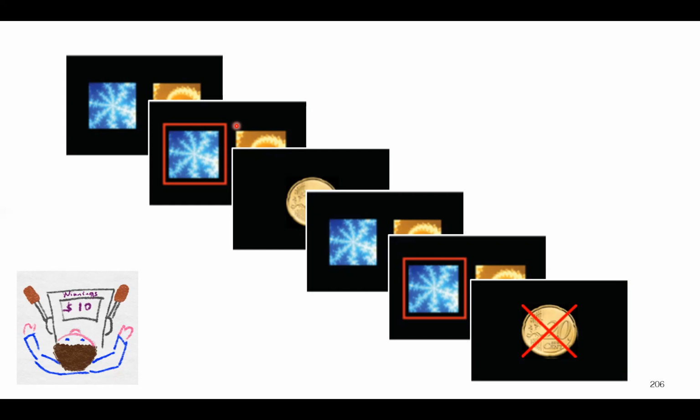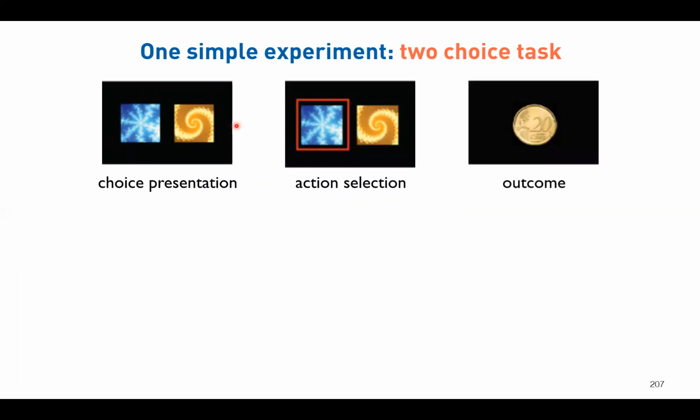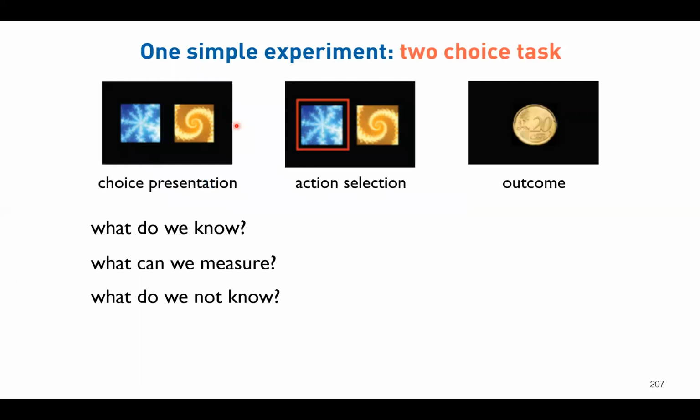And the researchers were trying to use the reinforcement learning framework to analyze the data, to use cognitive models to quantify the possible cognitive processes when the participants were making the choices. So here, there are 3 stages, if you wish: the choice presentation, the action selection, and the outcome learning. So you can ask yourself what you know already, what you can measure, and what you do not know. If you are an experimenter, running the study and collecting data from real participants, what are the data?